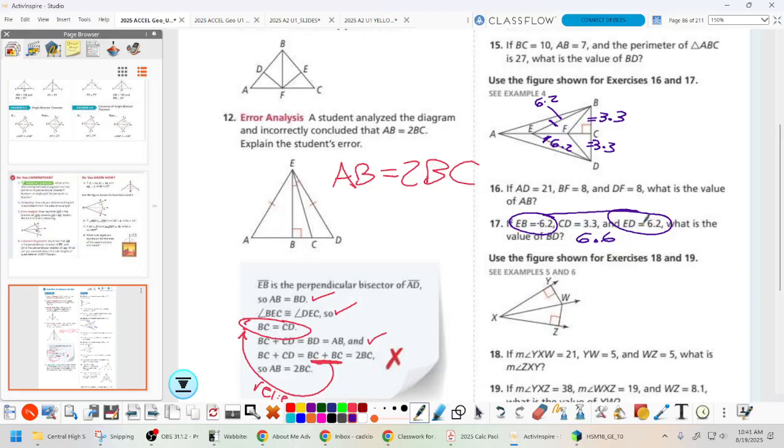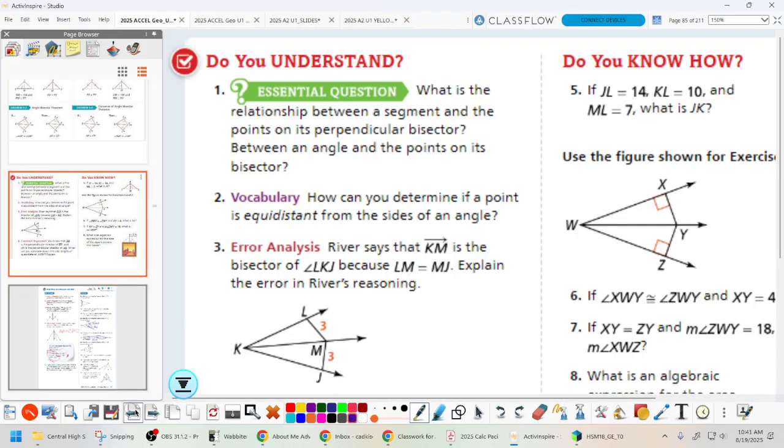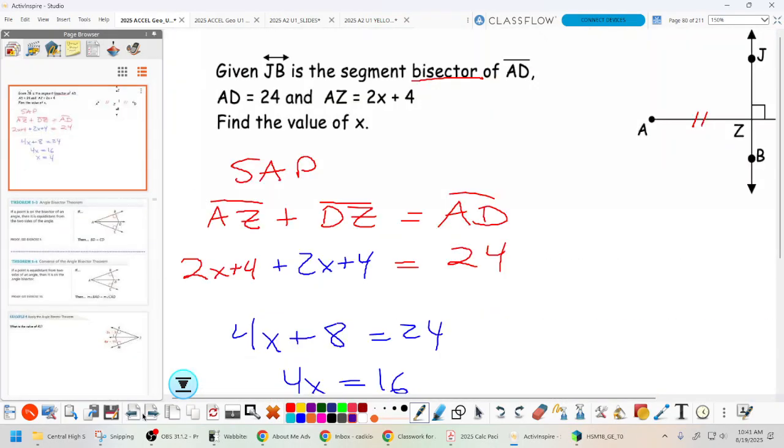Okay. Good. Let's go talk about the angle bisector theorem.